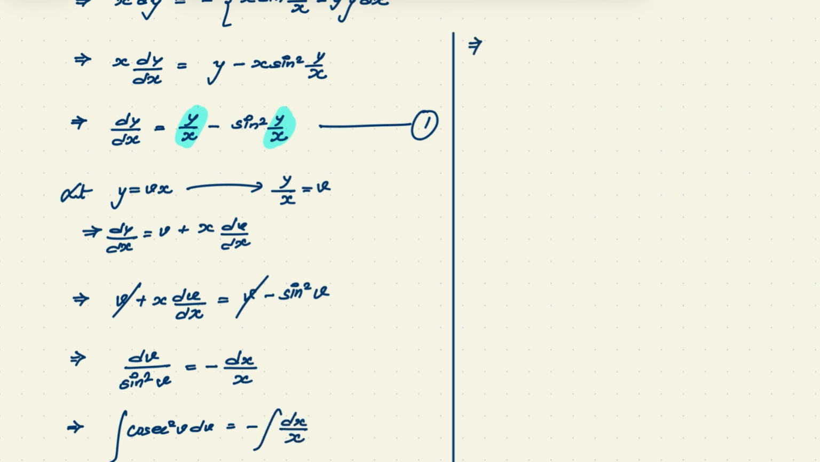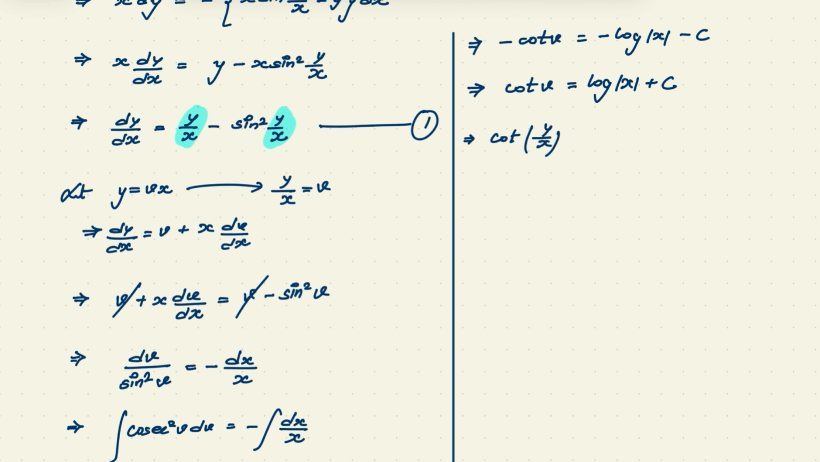So integration of cosec square v is minus cot of v equals to minus log of x, and for our convenience let us write minus c. On doing so, we will get rid of these negative signs, so we will have cot of v equals to log of x plus c. Putting back the value of v, cot of y over x equals to log of x plus c.